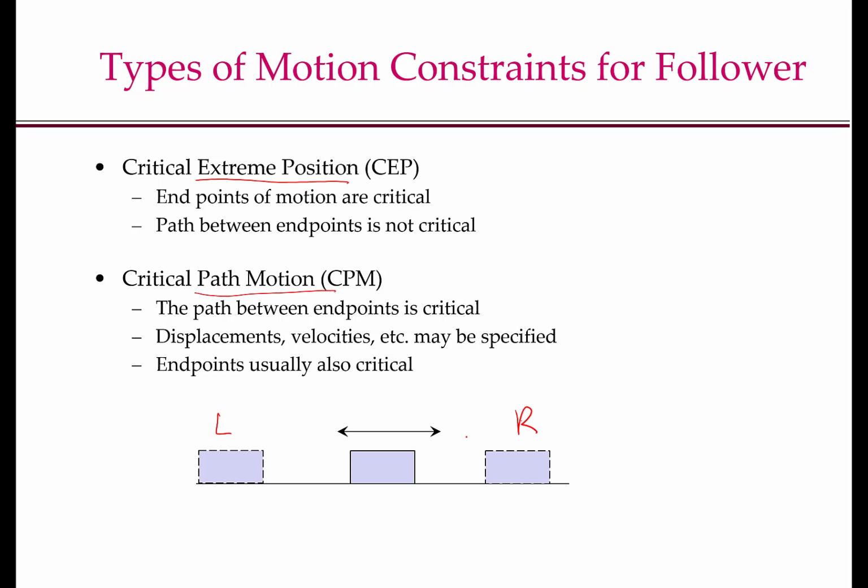On the other hand, in critical path motion, apart from the specification of the endpoints, we are also interested in the displacements or velocities along the motion. For example, we may say that from the beginning to the midpoint, the follower should have a constant velocity or a constant acceleration. In this module, we will be focusing on critical extreme position.